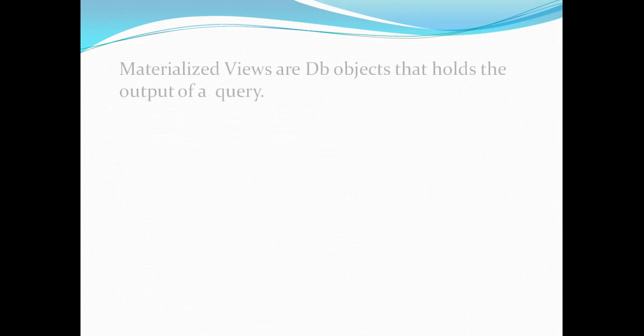So materialized views are DB objects that hold the output of a query on storage disk. If you have watched my previous videos on views, you will know that views are just metadata and they don't physically store the output of the query, which means every time you execute a DML statement on a view, it's going to run the original underlying query in the view definition.